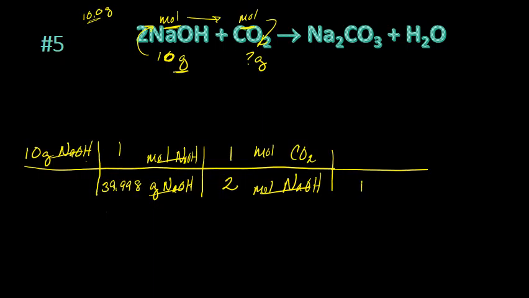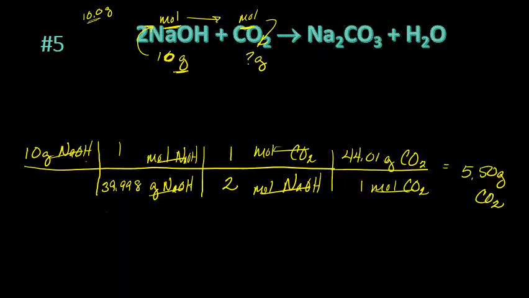So 1 mole of carbon dioxide has 44.01 grams of carbon dioxide. All right, now we just need to use the handy-dandy calculator and punch it in. So we end up with 5.50 grams of CO2. So in order to make all of the 10 grams of sodium hydroxide disappear, use up, we're going to need to use 5.50 grams of carbon dioxide.